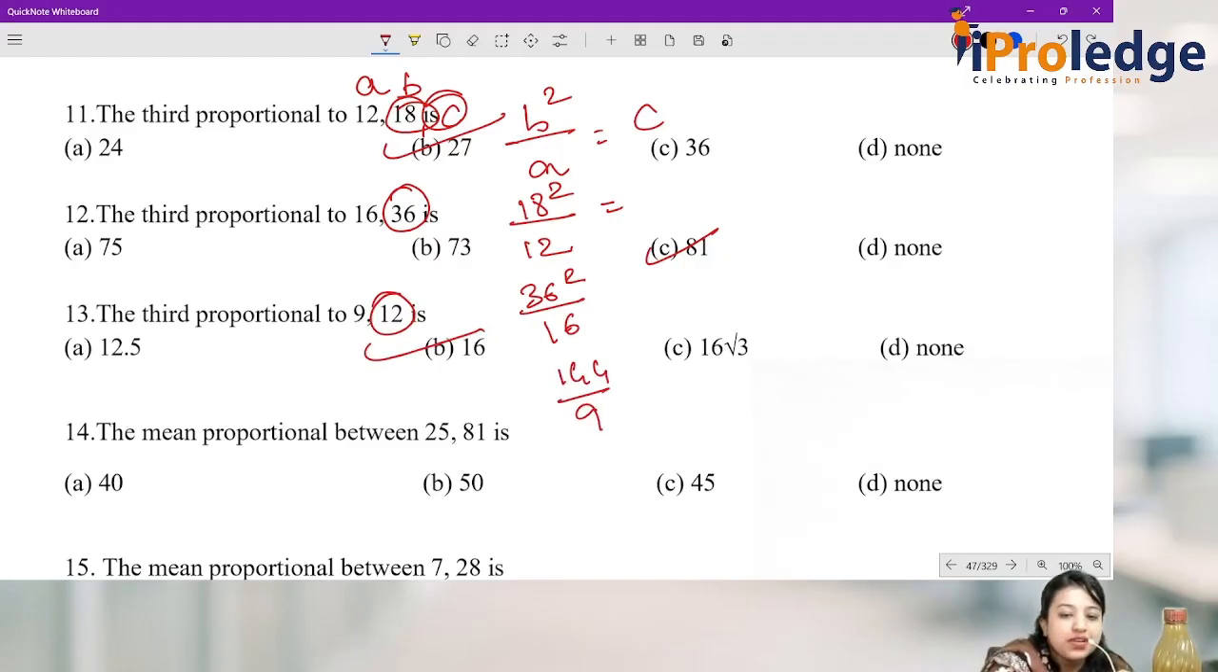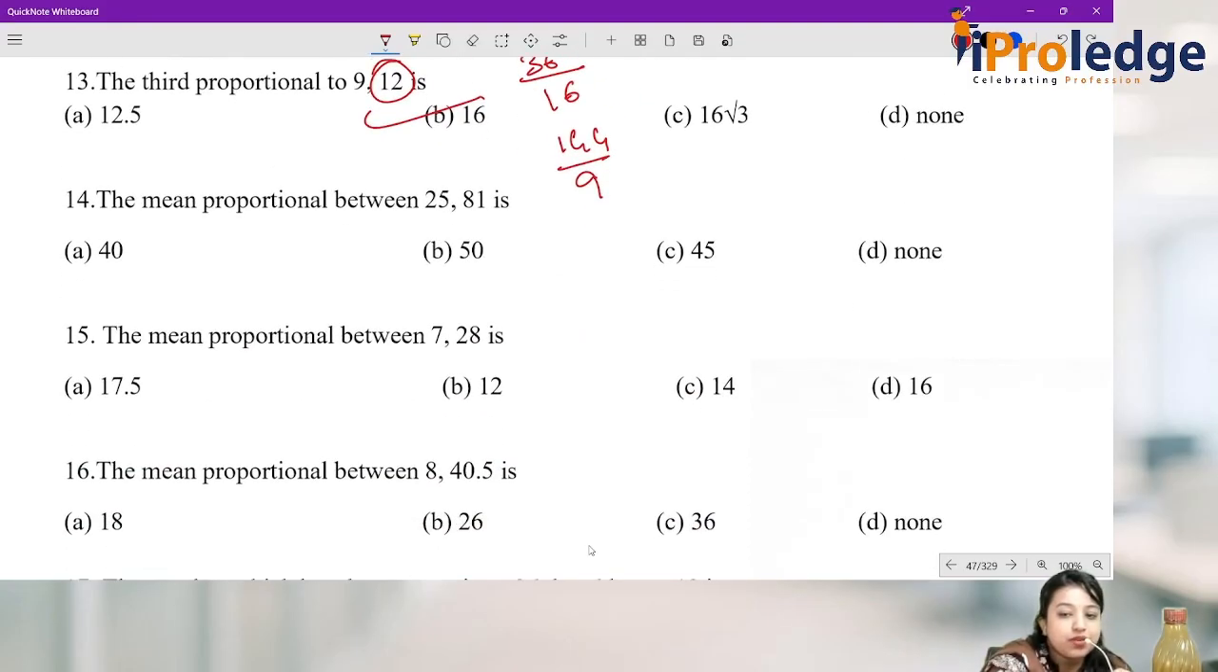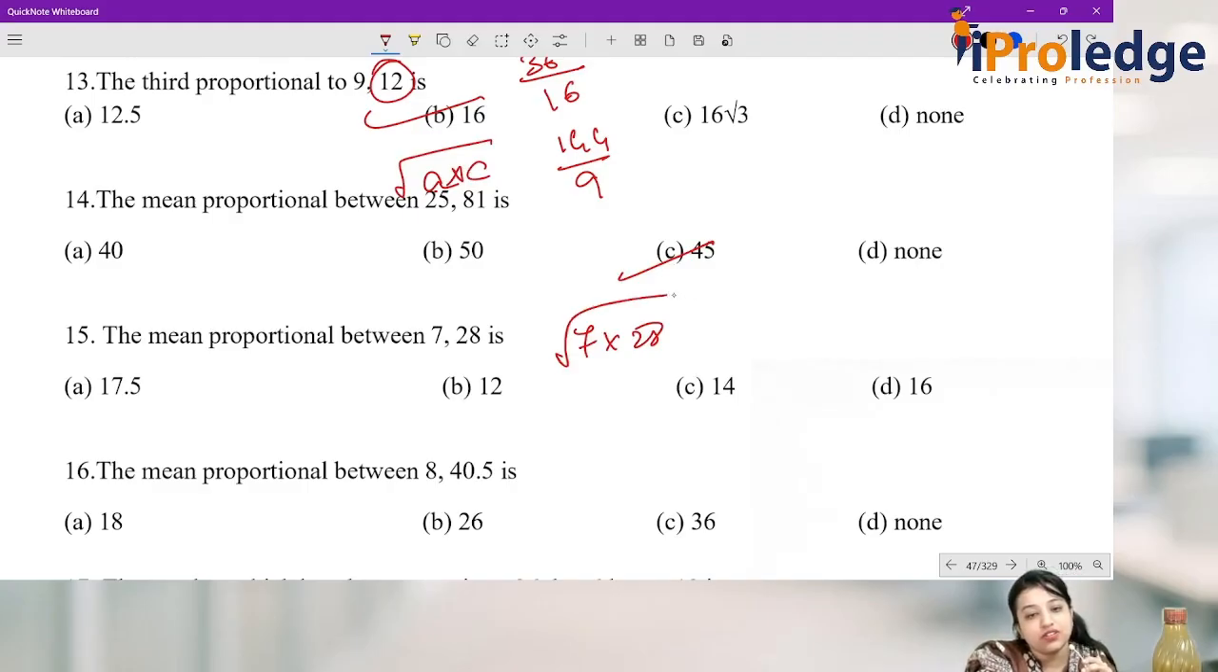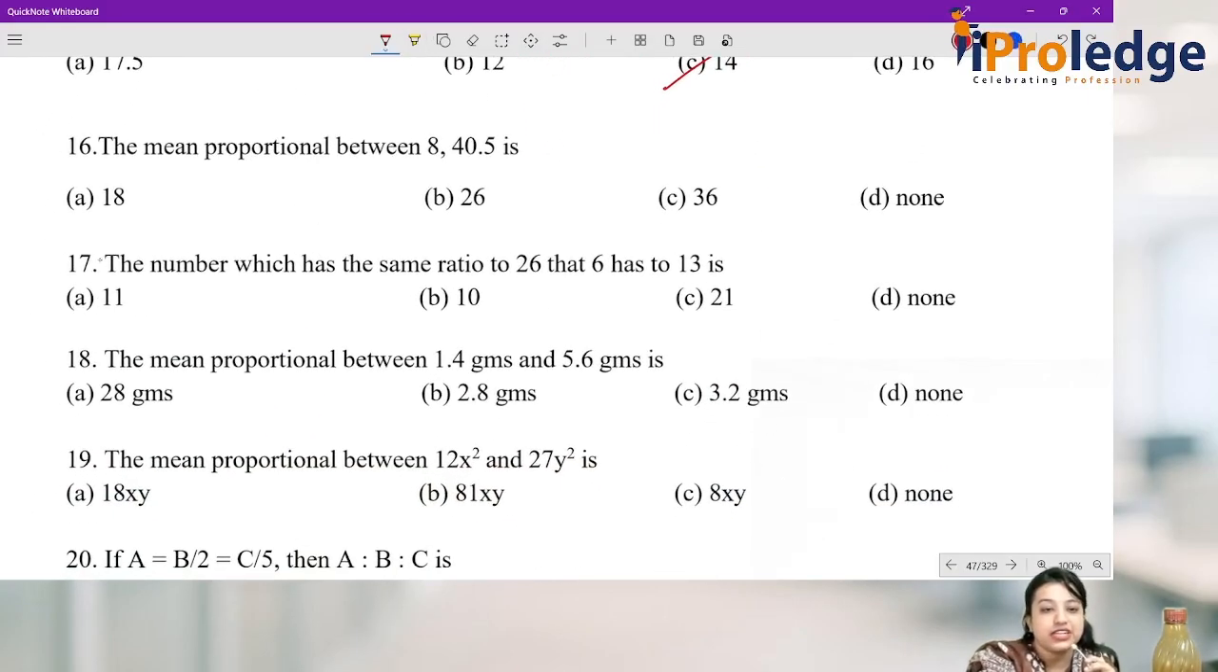Now, mean proportion. What's the formula for mean proportion? B equal to square root of A into C. Which number is A? Which number is C? The first is A, the second is C. Multiply these two and take the square root, which is equal to 45. 7 into 28 square root? 40. Next? 18. Next? 9. Now, what's the answer? 12.